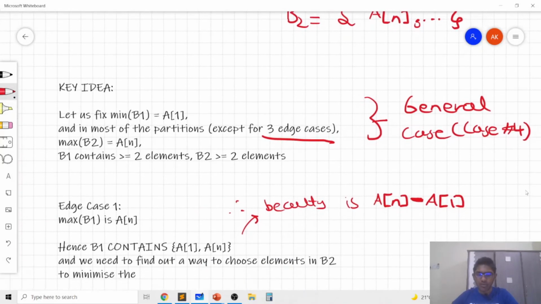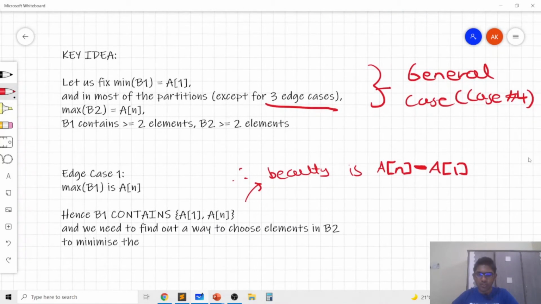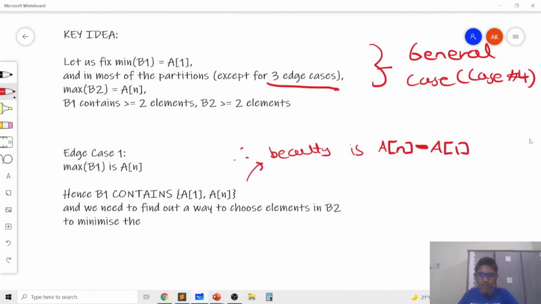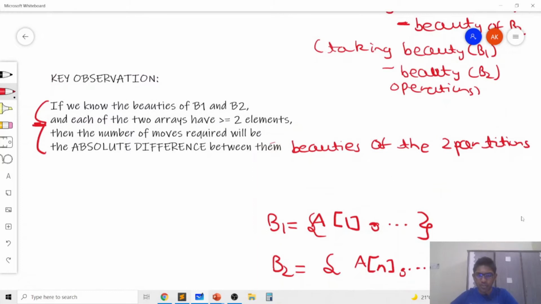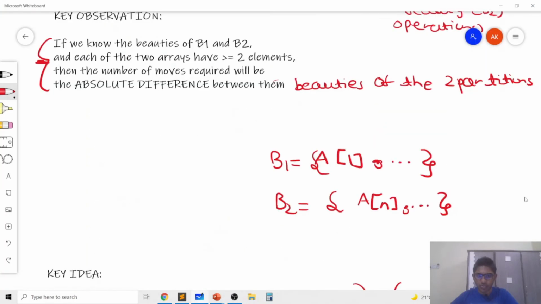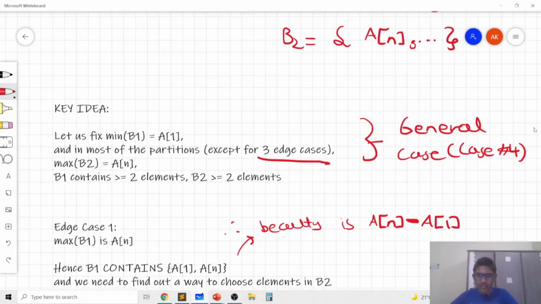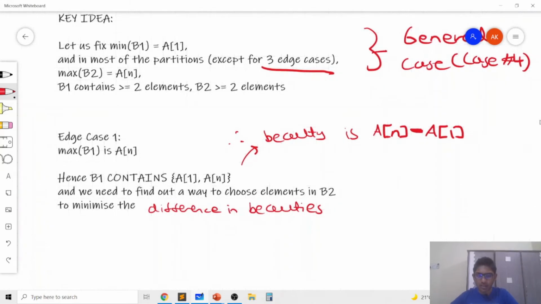Now we need to find a way to choose the elements in B2 to minimize the difference in beauties, because we realize that the absolute difference between the beauties of the two partitions will be the cost, or the number of operations, or basically the number of moves required. And that's why we want to choose elements in B2 to minimize this absolute difference in beauties.